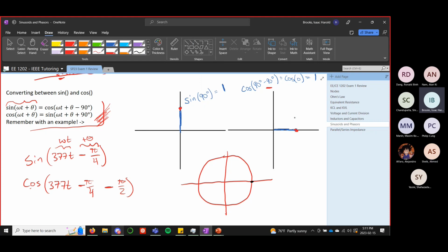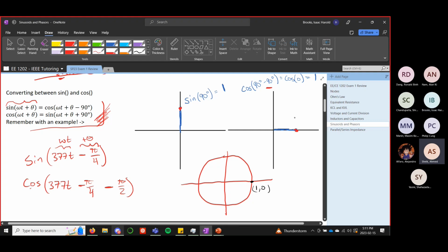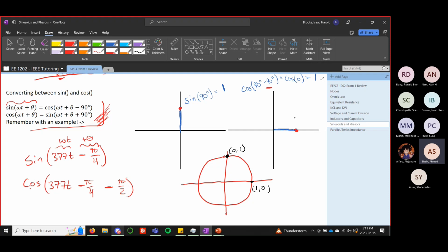Right, so we know that this is (1, 0). This is (0, 1). And this is pi over 4, and this point is root 2 over 2. Okay, this is the important bit.